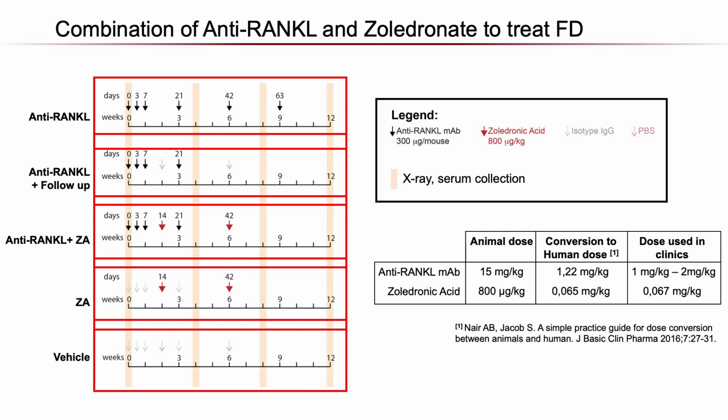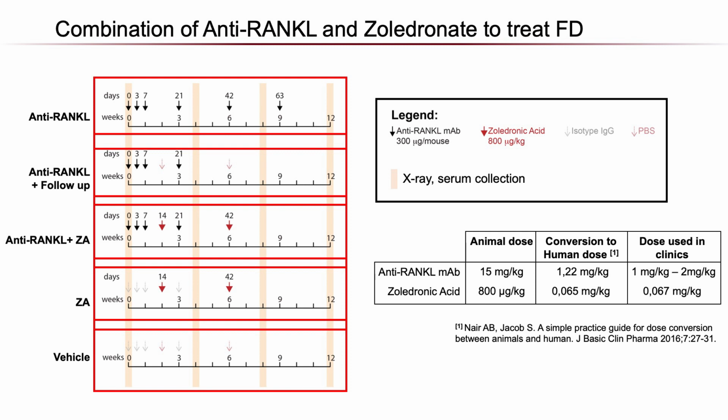The second group received anti-RANK ligand only for 3 weeks, with a loading dose in the first week, but then we discontinued the treatment and followed up the mice until the 12th week.